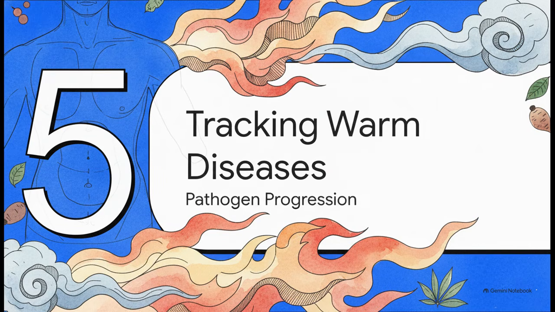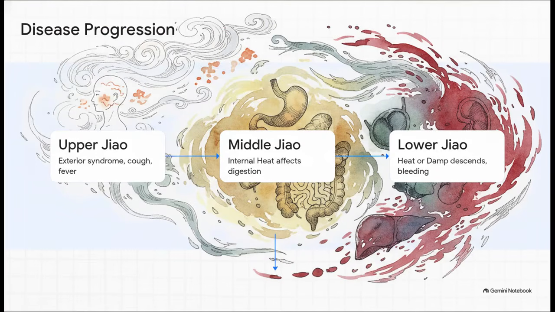Section 5, Tracking Warm Diseases and Pathogen Progression. In a specific branch of TCM called the Warm Disease School, or Wenbing, practitioners use this exact 3-tiered map to track the progression of an invading pathogen. It's fascinating. We literally watch the illness sink.